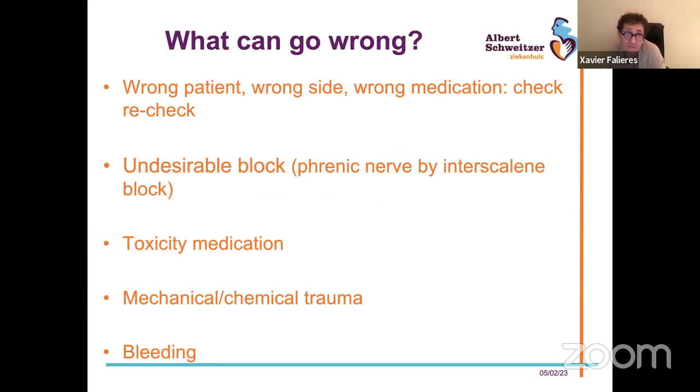What can go wrong? The wrong patient, the wrong side. Be very careful. Don't say it never happens. It happens. And certainly when you change the position of the patient. So check the side before. Wrong medication, please do a double check with someone of what you put in your syringe. Check and recheck. Think about the unwanted block, certainly for the phrenic nerve with the interscalene block, toxicity, and then we will have very shortly the mechanical and the chemical trauma, and eventually bleeding.